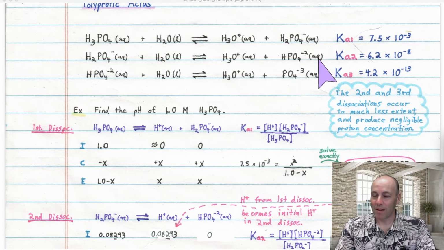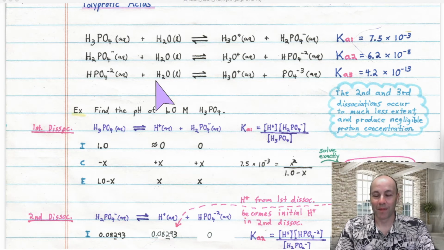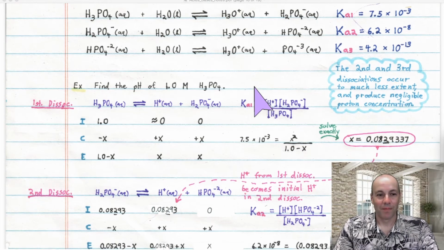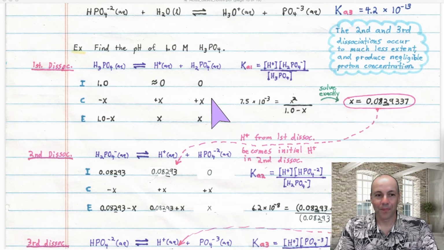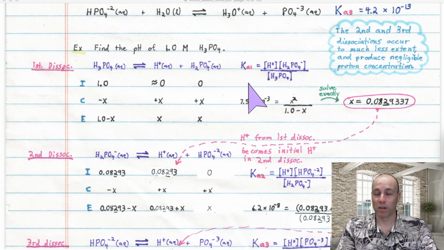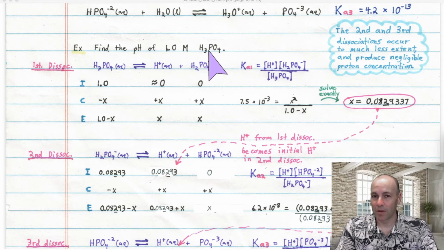To demonstrate that you can do that, we're going to work through the first one and the second one and the third one and see that we could have ignored the second and third one. So let's work through all 3 of these and see how that's done. The first dissociation is rewritten right here, and its equilibrium constant expression is right there. If the problem is to find the pH of 1 molarity H3PO4, that's a pretty concentrated solution.